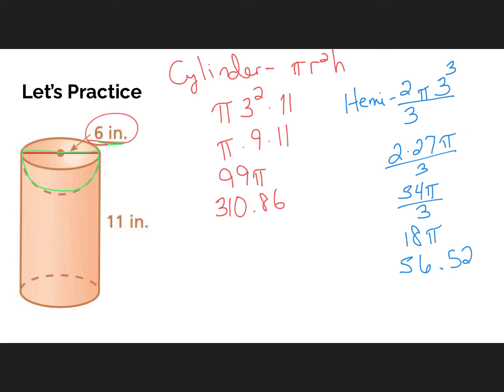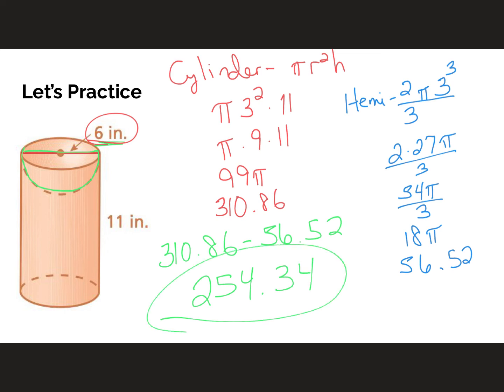It's like they scooped it out. So I have 310.86 minus 56.52. Put that in your calculator. 310.86 minus 56.52 gives me 254.34 as the final volume.